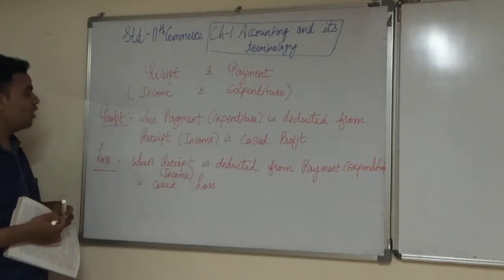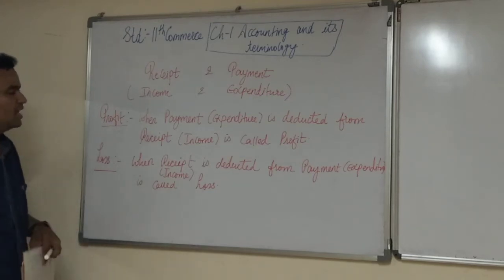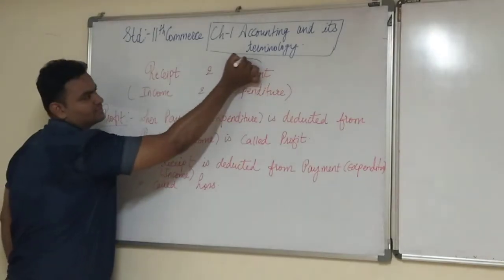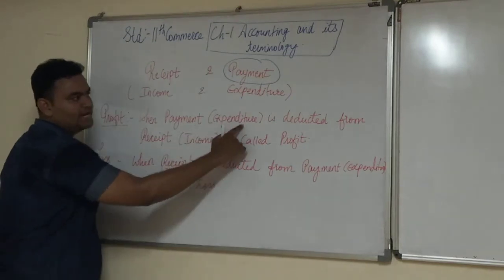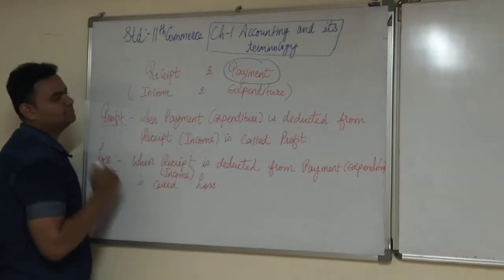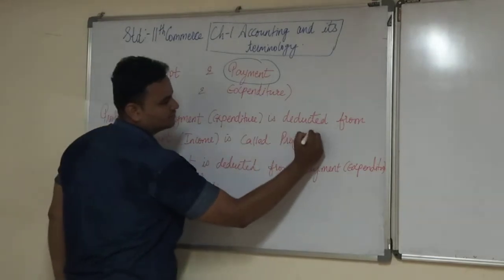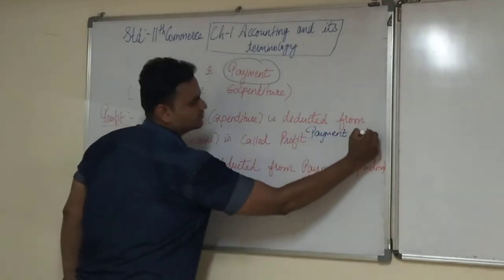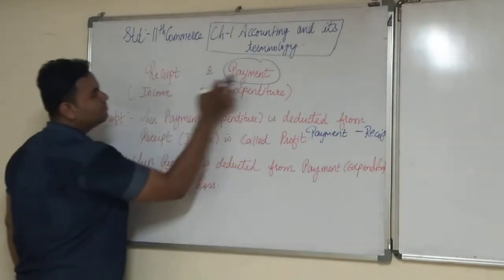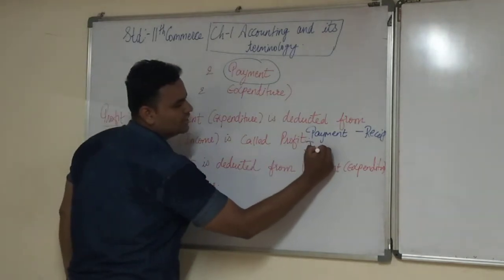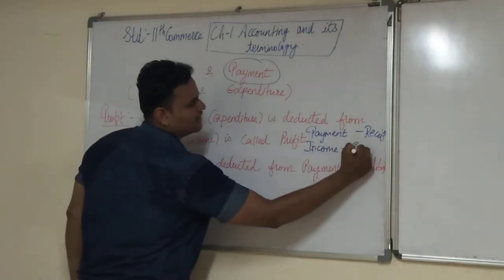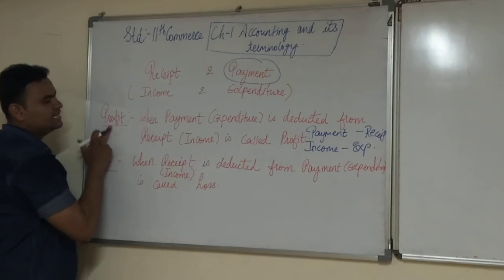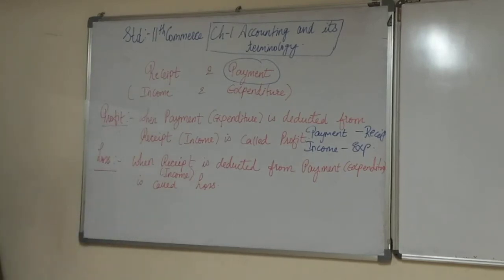We are going to see how profit or loss occurs. Here it is clearly mentioned: when payment, that means expenditure, is deducted from receipt, that means receipt minus payment, or we can also say income minus expenditure, right? When expenditure is deducted from income, it is called a profit. It is definitely called a profit.